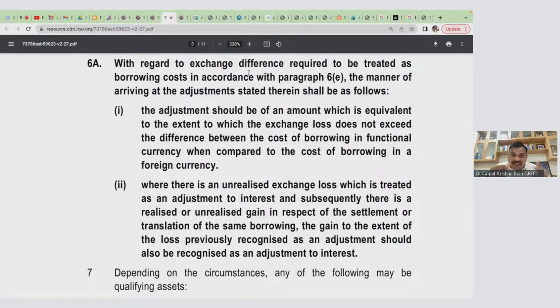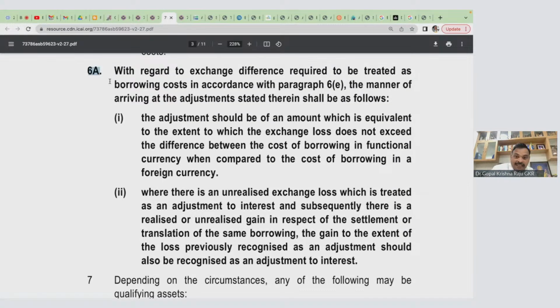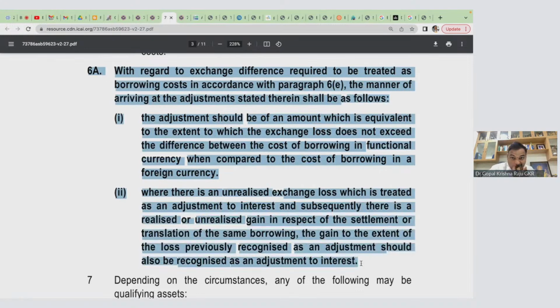Now, to beautify, to give a desi feel, a divine feeling, to the Ganesha, we take eyes and put eyes on the Ganesha. We take one more eye and keep it on the forehead. So that is called carve in. This is a paragraph which is carved in, para 6A. Look at this full bold color. This is due to exchange difference.